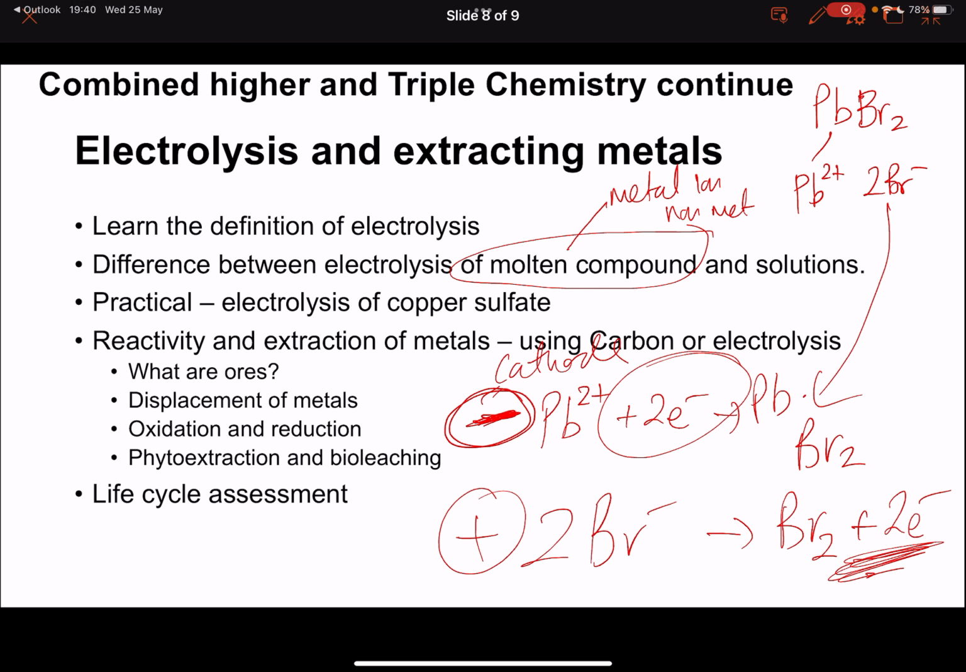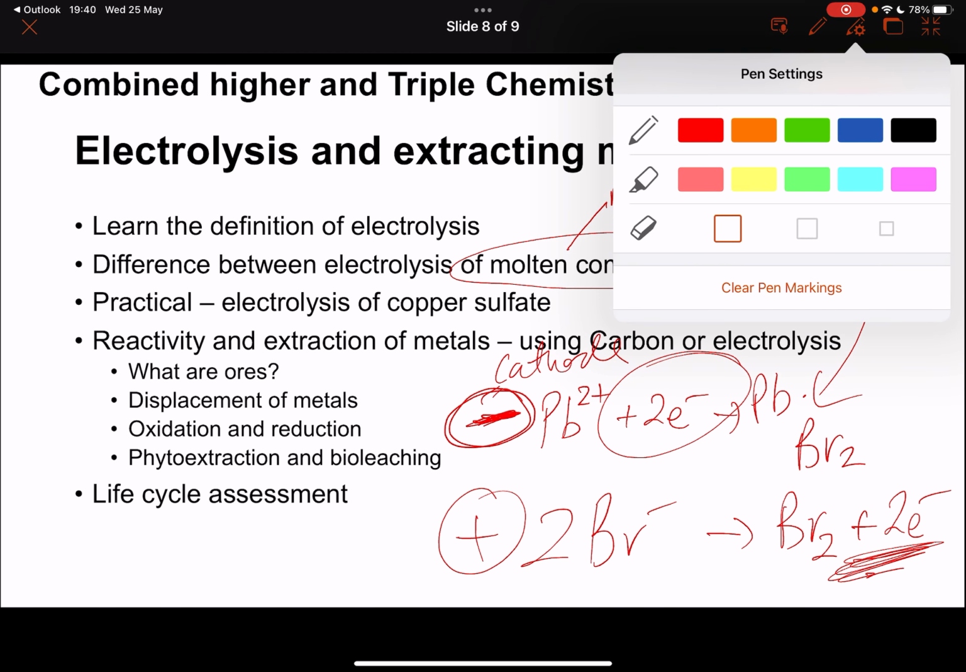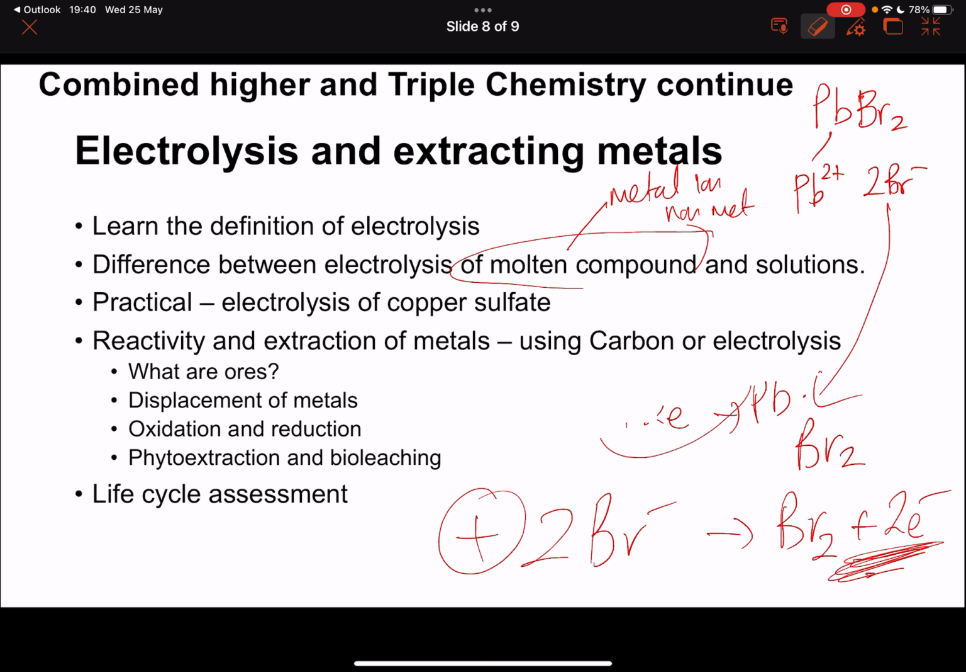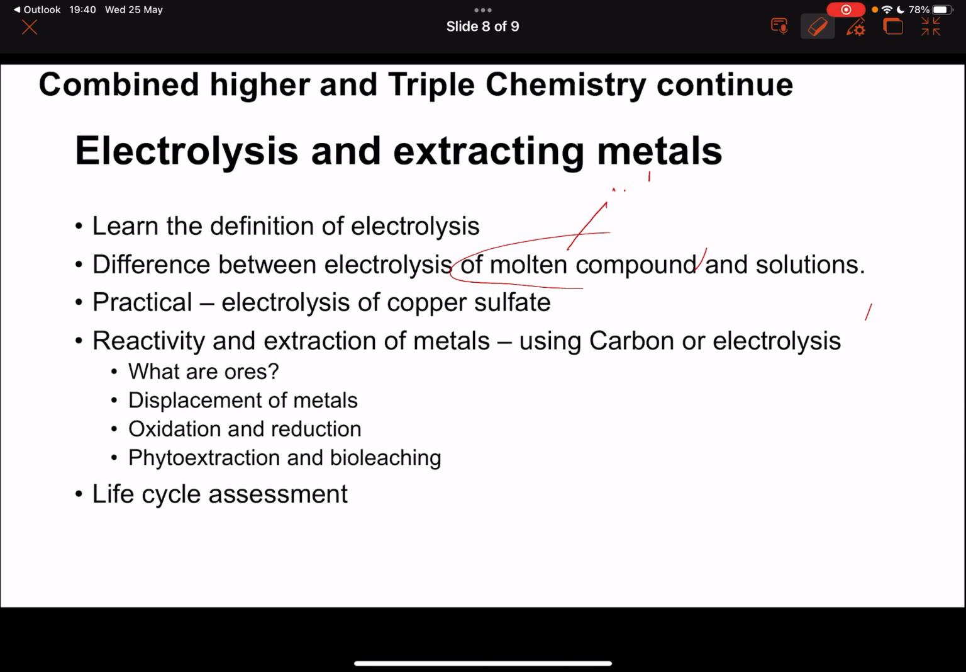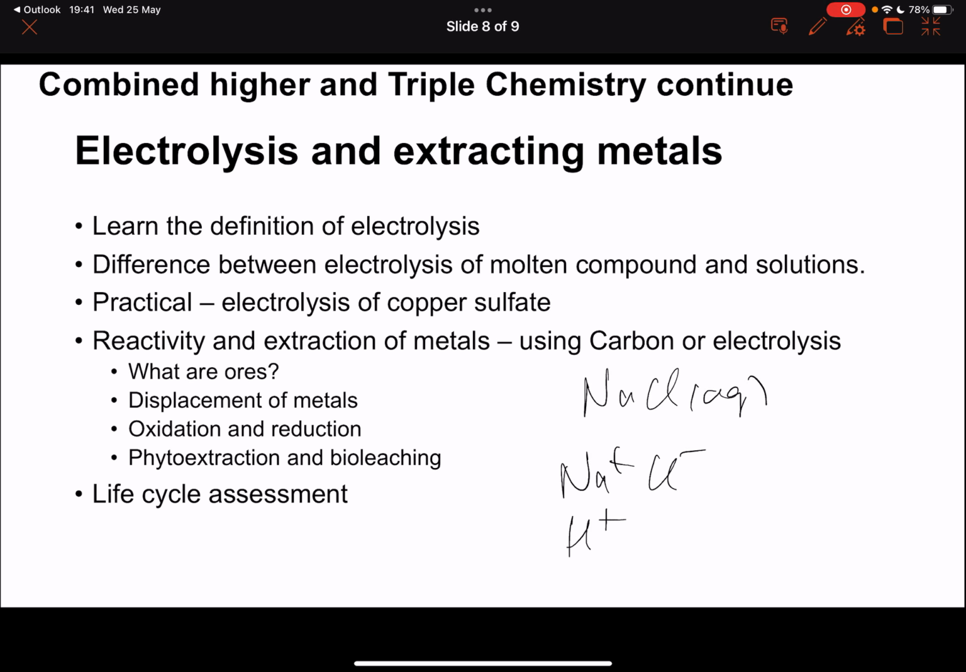In terms of solutions, please bear in mind that with solutions, you've got 4 ions, because a solution is something dissolved in water. So you've got sodium chloride solution, that's sodium ion, chloride ion, hydrogen ion, and hydroxide ion. The products, Cl minus will become chlorine and H plus will become hydrogen. Learn this equation, please. That's happening at the anode.